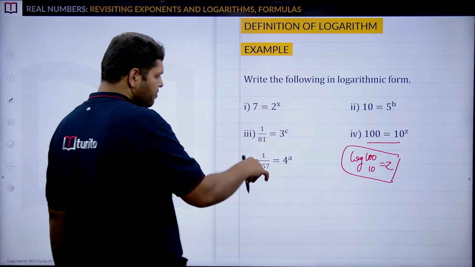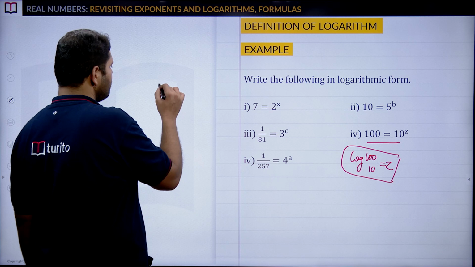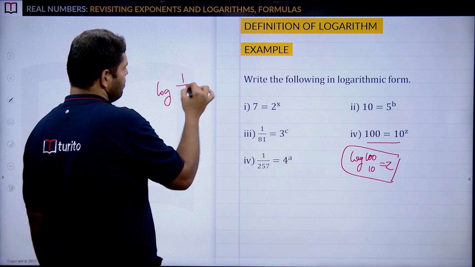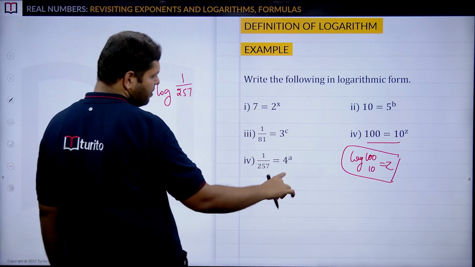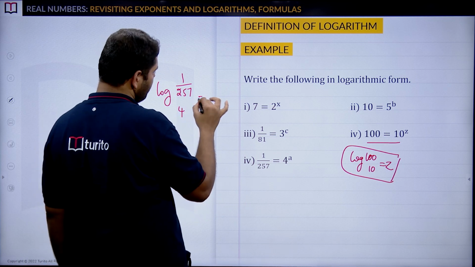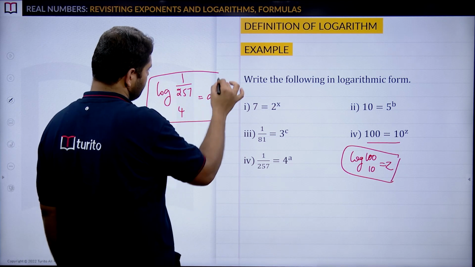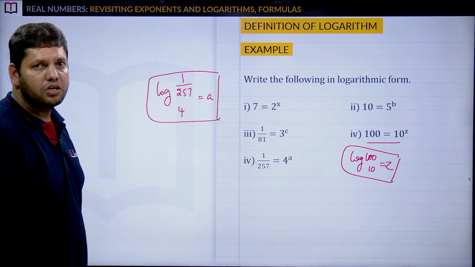And 1 by 257 is equal to 4 to the power of a. So how can we write this? Log 1 by 257. Here the base is 4, so write down the 4, and this is the exponent a. So it is exponential to logarithm form.